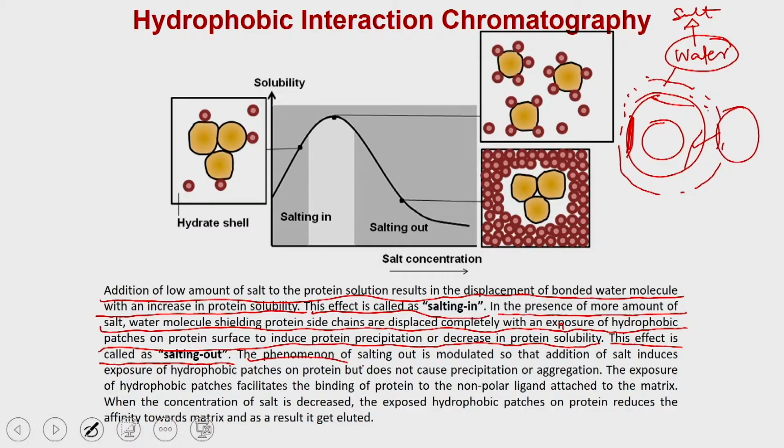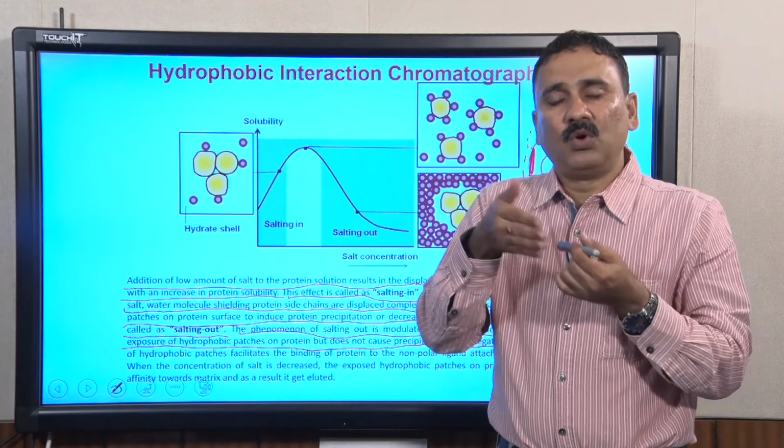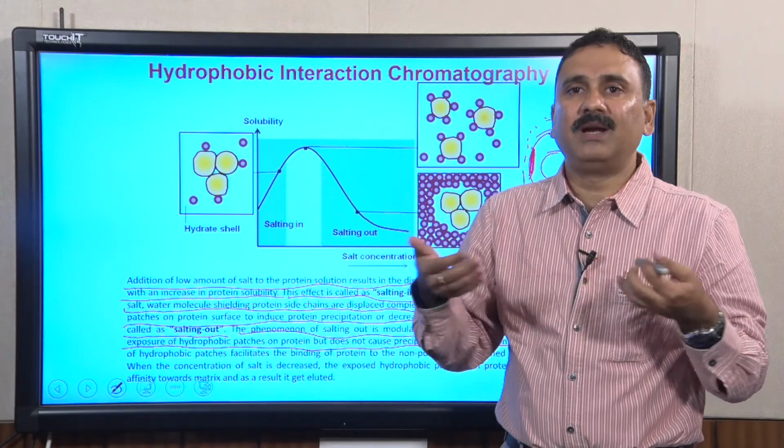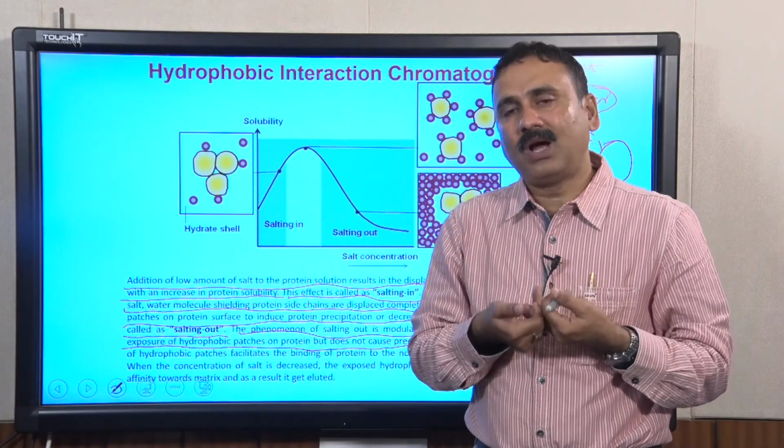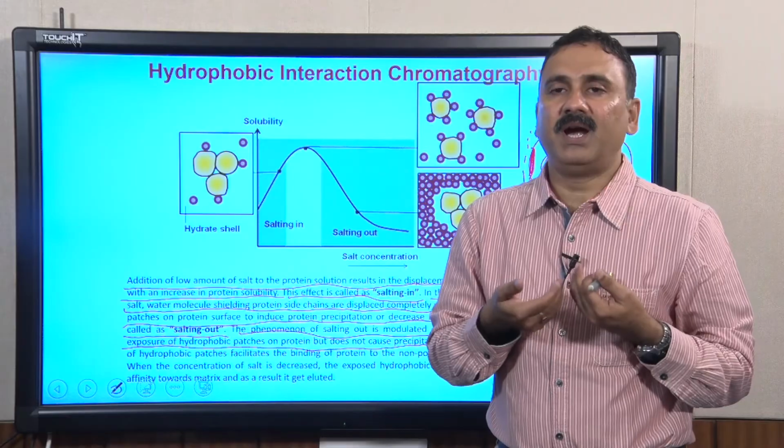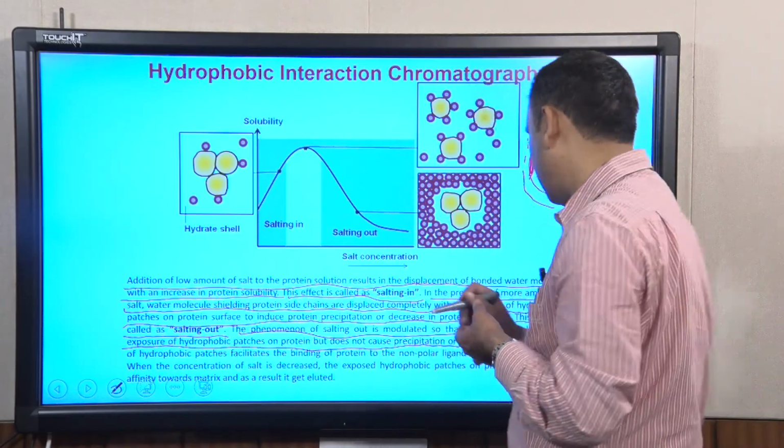So, the phenomenon of salting out is modulated in such a way that you add the salt that will induce the exposure of hydrophobic patches on the surface, but does not cause the precipitation or aggregation. So, you have to make a very fine control, and you have to optimize in such a way that you remove the hydration shells, but at the same time you do not allow the protein molecules to stick to each other to form aggregates or precipitate, and that is how you can expose the hydrophobic patches present on the protein molecules.